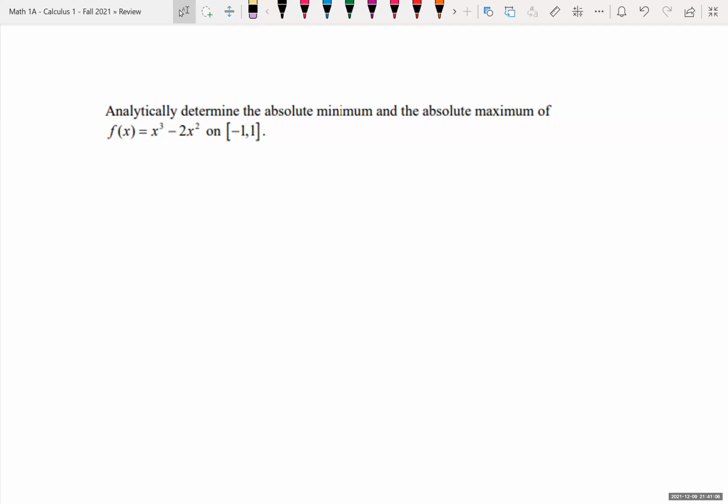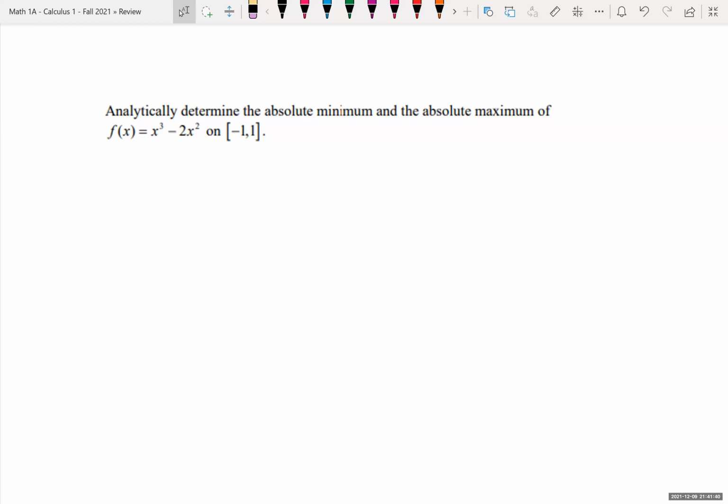Okay, so our next problem says analytically determine the absolute min and absolute max of f of x equals x cubed minus 2x squared on [-1, 1]. And that's a closed interval. If our function is continuous on a closed interval, and I know f of x equals x cubed minus 2x squared is continuous everywhere, it's a polynomial, then by the extreme value theorem, this has to have an absolute max and an absolute min, and that may occur at one of our endpoints.